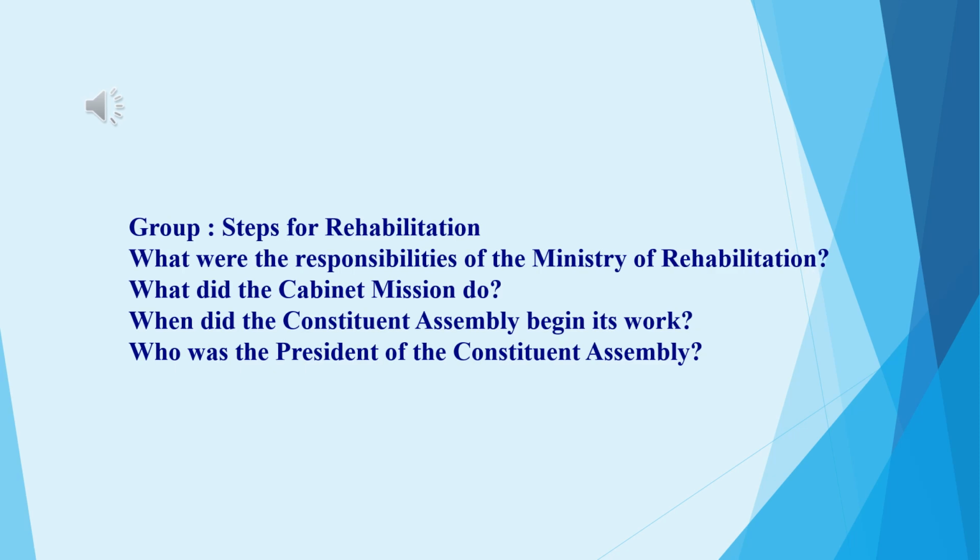Group Steps for Rehabilitation. What were the responsibilities of the Ministry of Rehabilitation? What did the Cabinet Mission do? When did the Constituent Assembly begin its work? Who was the President of the Constituent Assembly?